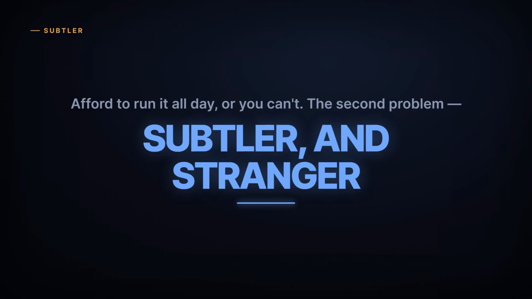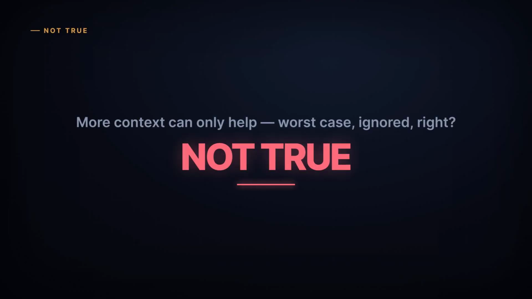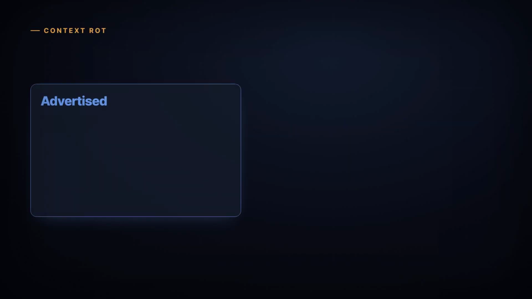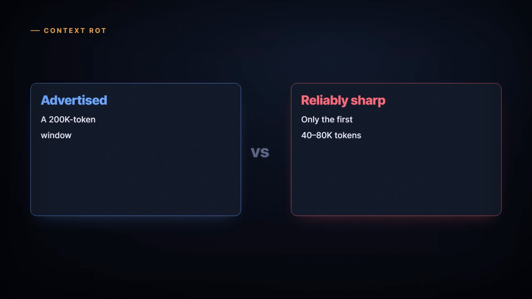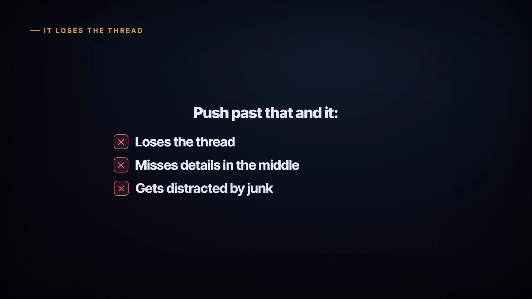The second problem is subtler and, honestly, more surprising. You'd assume that if you give a model more context, it can only get more accurate. Worst case, it just ignores the extra. Not true. There's a well-documented effect people call context rot. A model advertised with a 200,000 token window is reliably sharp only through, in practice, the first 40 to 80,000 tokens or so. Push past that and it starts to lose the thread.